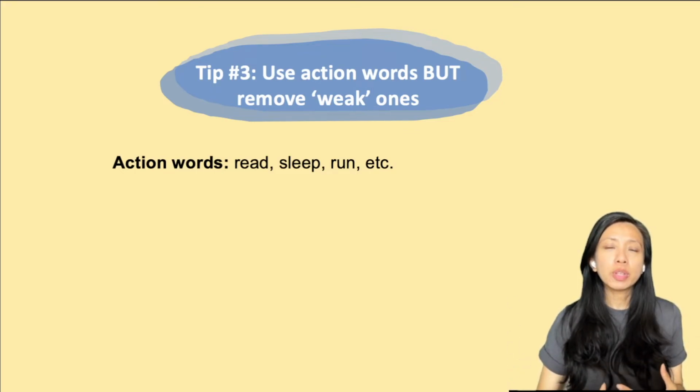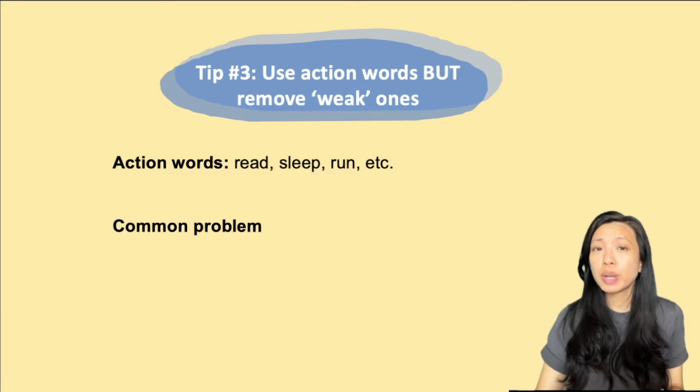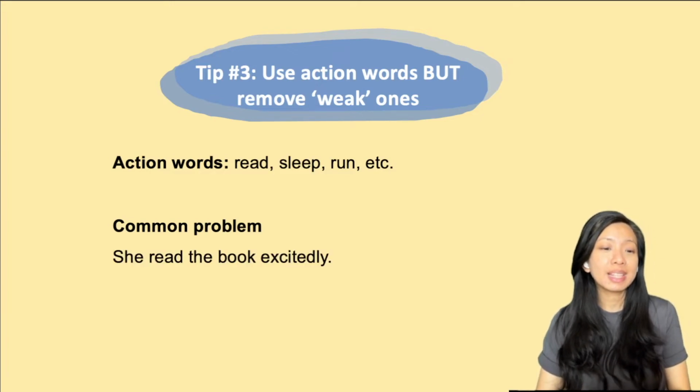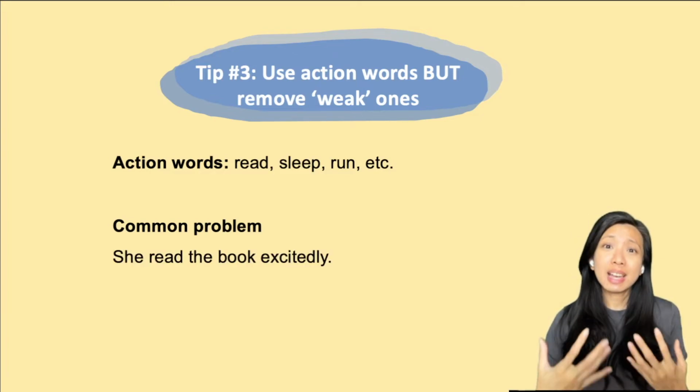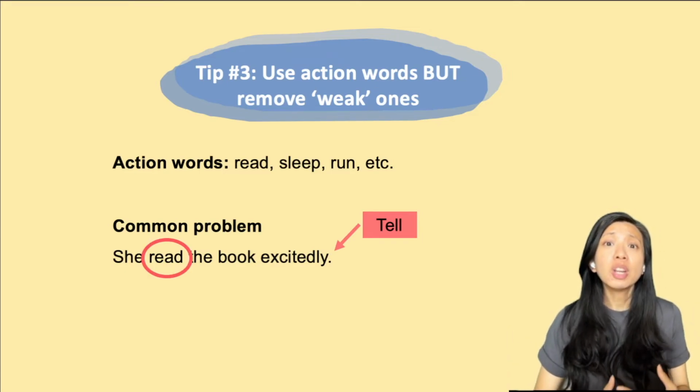One common problem with using action words is that sometimes we are still telling rather than showing. Let me show you an example. She read the book excitedly. So again, this is telling the reader what she is doing, especially because of the word read.